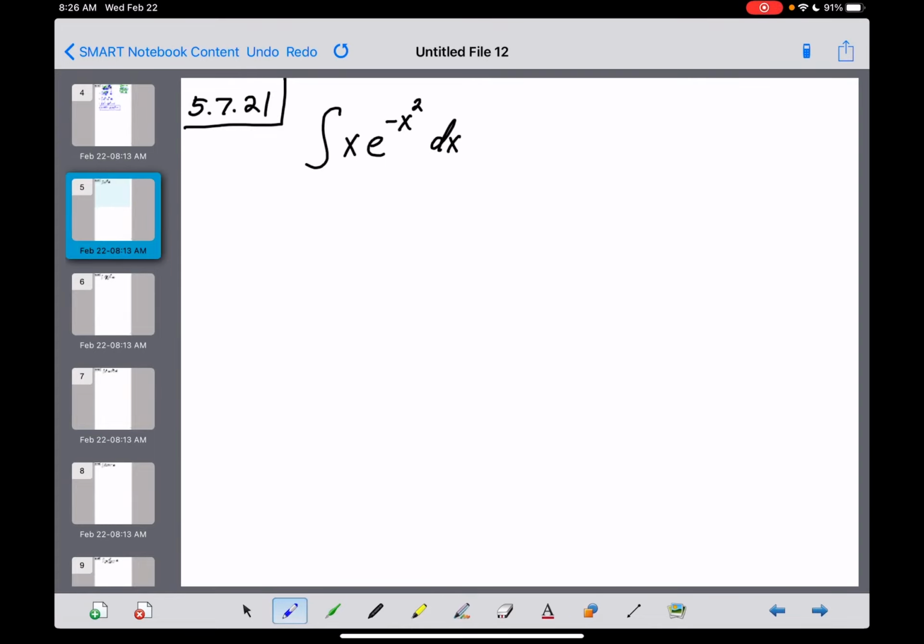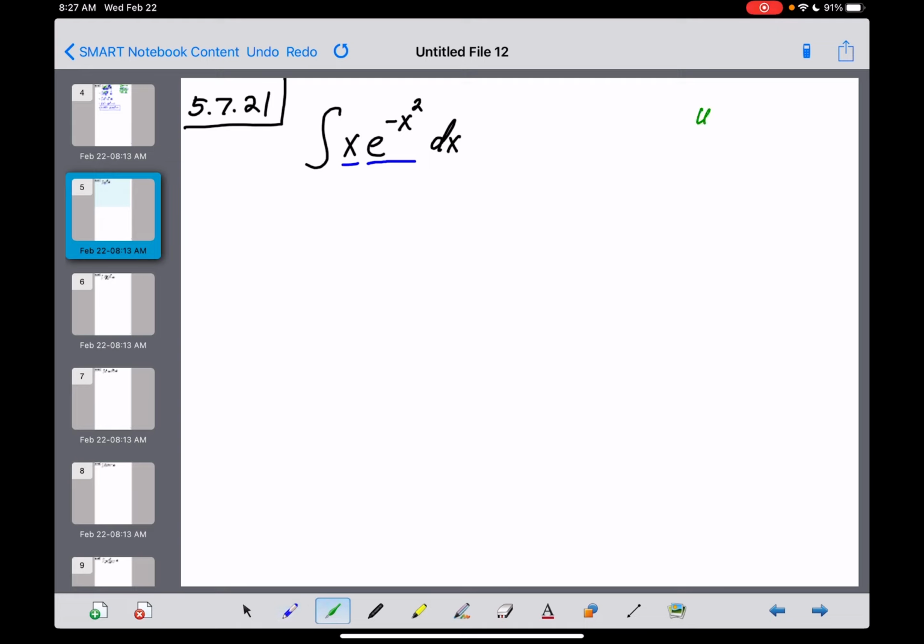In number 21, we can pretty clearly see two distinct parts to our integrand. X is being multiplied by e to the negative x squared. And within those two parts, I'm looking for one part that might be the derivative of the other or closely related to it. Because I've got an x squared up there in the exponent and then just plain x out in front, I think I know where I'm going with this one.